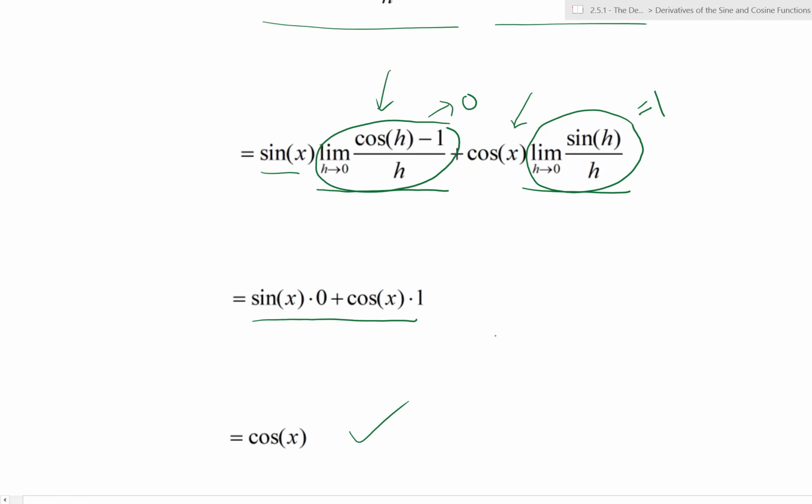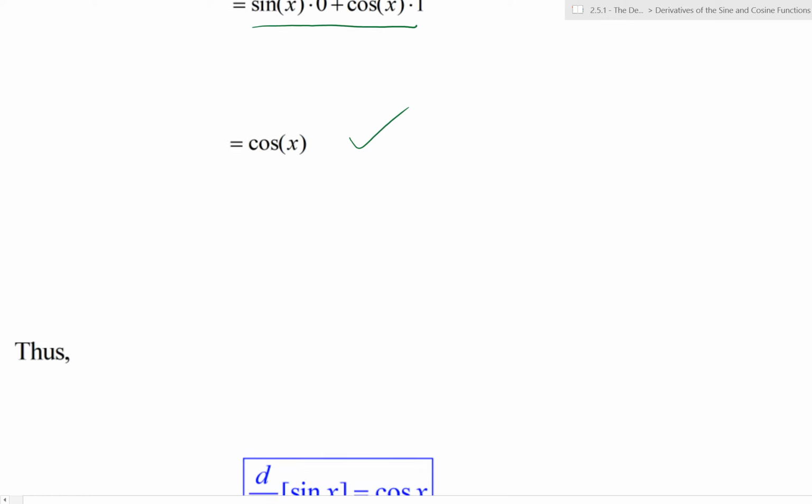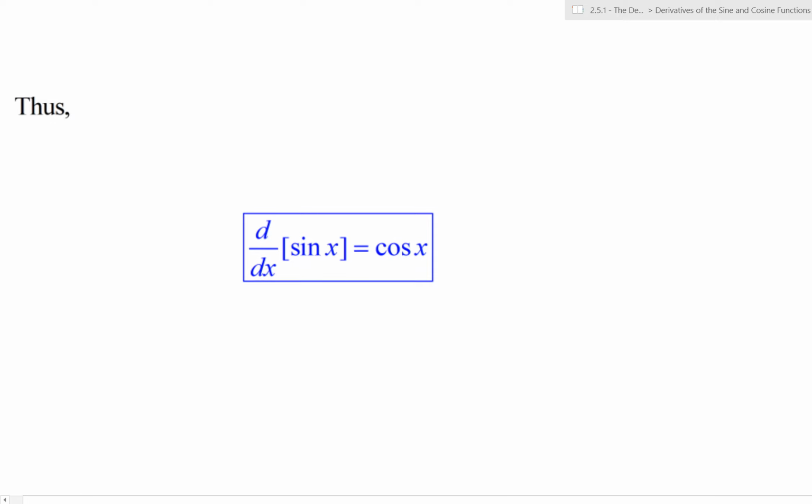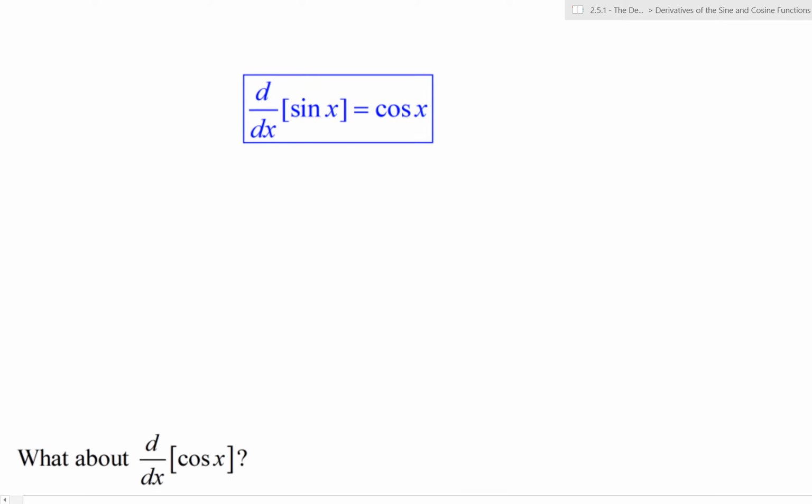And that's exactly what we thought the derivative of the sine function should be. And thus, we conclude the derivative of sine of x with respect to x is cosine of x. Add it to the list. So we got another one down.